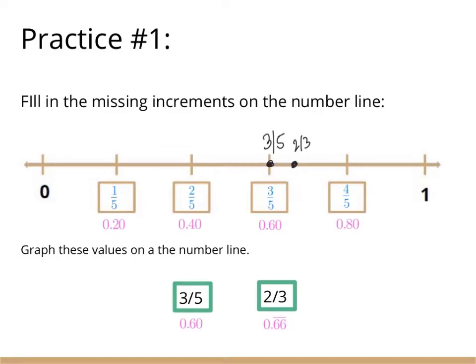How did you do? Did you get the answers correct? Were you able to fill in all the missing pieces? Did you count the spaces and see that there were 5 spaces, so therefore this number line needed to be broken into fifths? Hopefully you did. If not, go ahead and make sure that your paper looks like mine, and let's go on to example B.